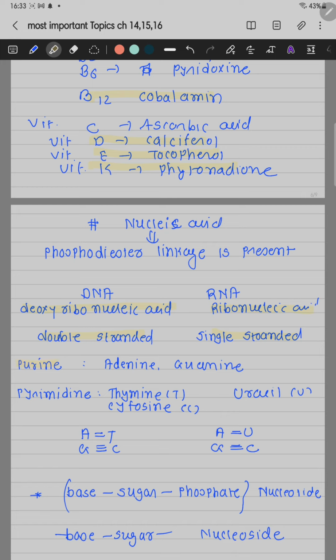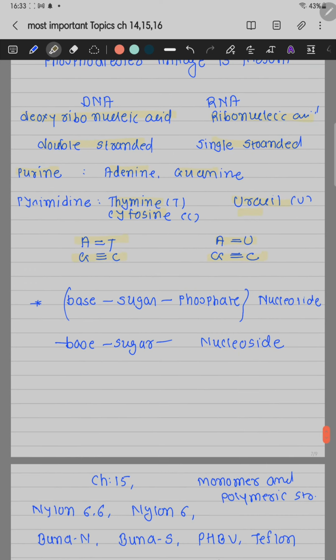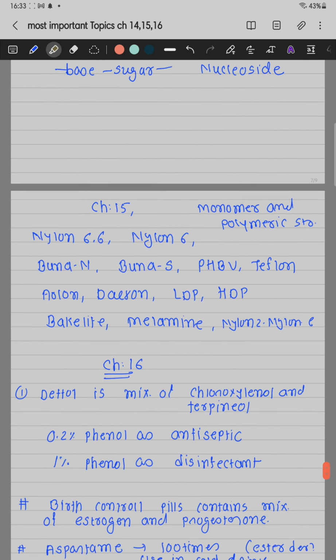In DNA, the purine bases are adenine and guanine. The same purine bases are present in RNA, that is adenine and guanine. Whereas the pyrimidine bases in DNA are thymine and cytosine, in RNA, instead of thymine, uracil and cytosine are present. Adenine combines with thymine by double bond and guanine with cytosine by triple bond. ATGC, remember it. Whereas in RNA, instead of thymine, uracil is present: AUGC. Base plus sugar plus phosphate unit is called a nucleotide, but only base and sugar is called a nucleoside.